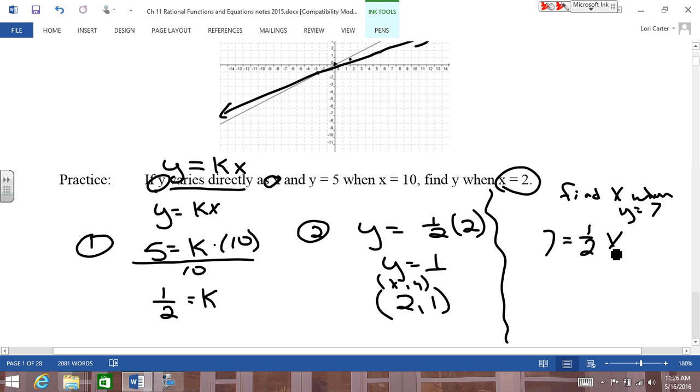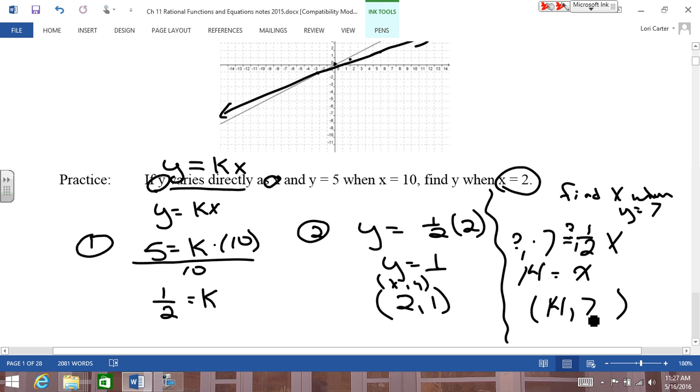How do I get rid of a half? You times by the reciprocal. So 2 over 1, 2 over 1, so X equals 14. So what would this be here? 14. 14/7. Beautiful. Are we getting it?